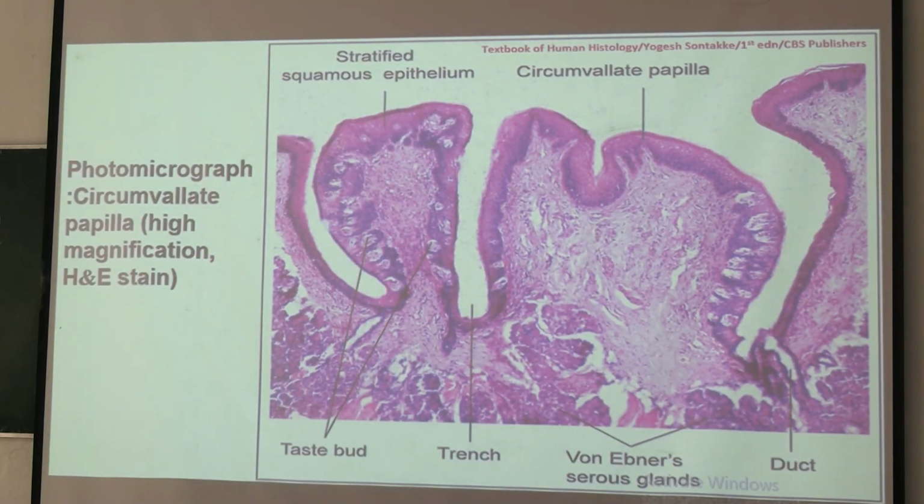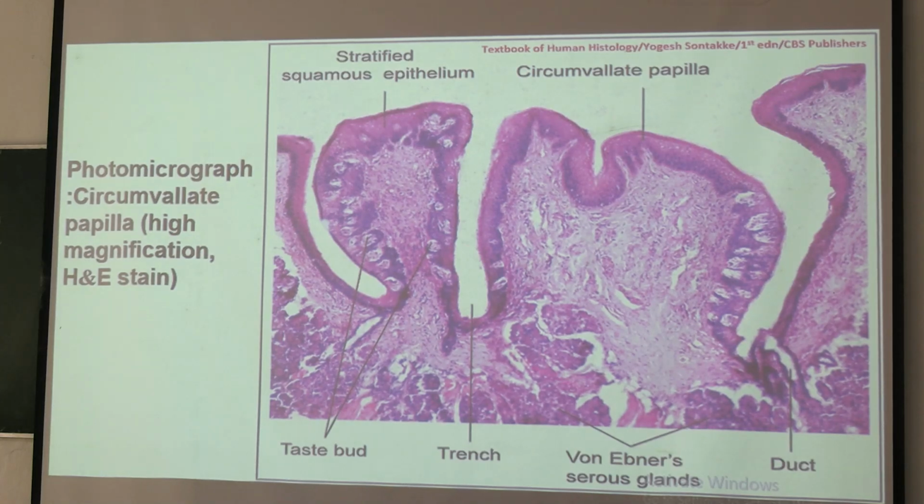So see here, this is the circumvallate papilla, magnified view. In the wall of the circular sulcus, the taste buds are present and one trench is present within the papilla. And see, these are sections of serous gland, also known as von Ebner's serous gland. This term is important. Von Ebner's glands are present in the tongue and their ducts open at the base of the circular sulcus, lined by, as usual, stratified squamous non-keratinized epithelium.